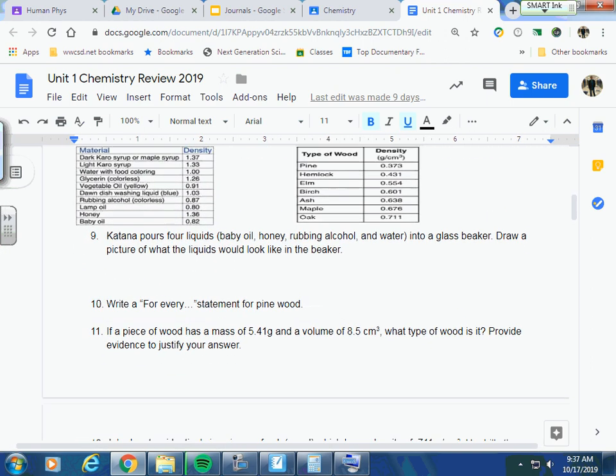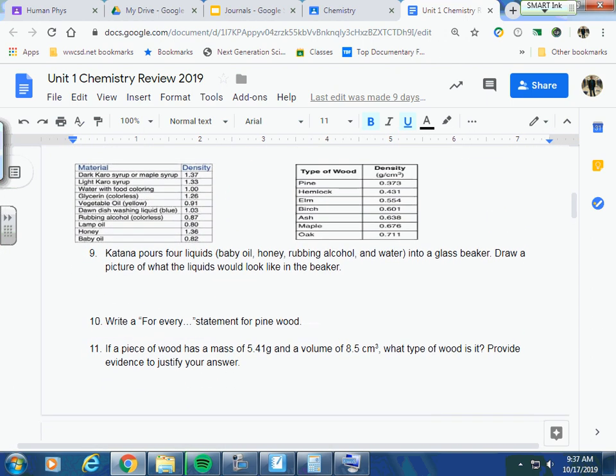Number 9, Katana pours 4 liquids into a glass beaker. Draw a picture of what the liquids would look like in the beaker. So here's my beaker, and we have 4 different things given to us, so we're going to assume they don't mix. We're going to assume that they make 4 separate layers. If they make 4 separate layers, I'll draw some lines here. There's 1 layer. There's 2 layers. There's 3 layers. There's 4 layers.